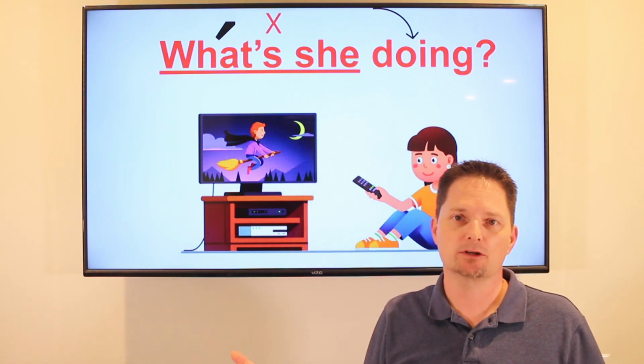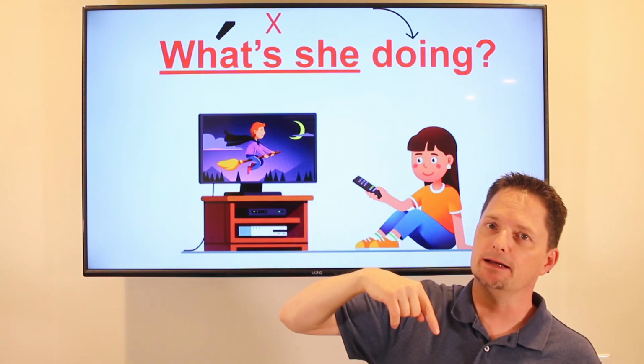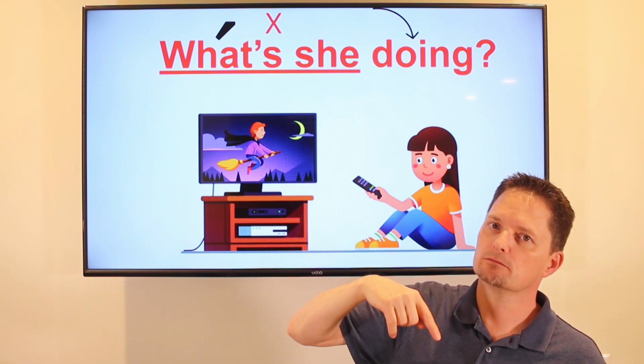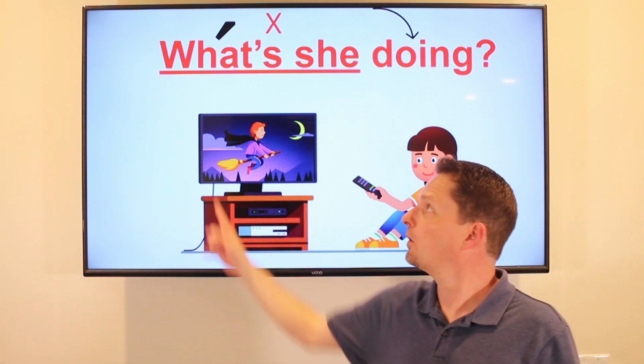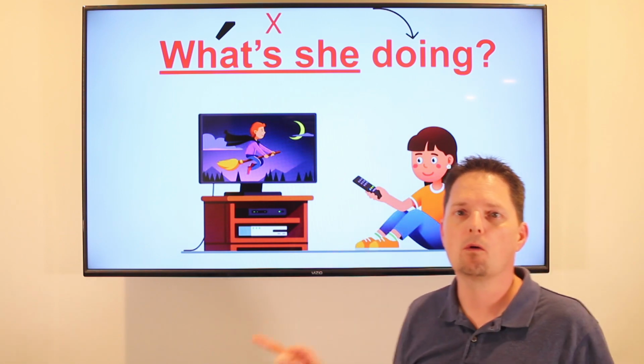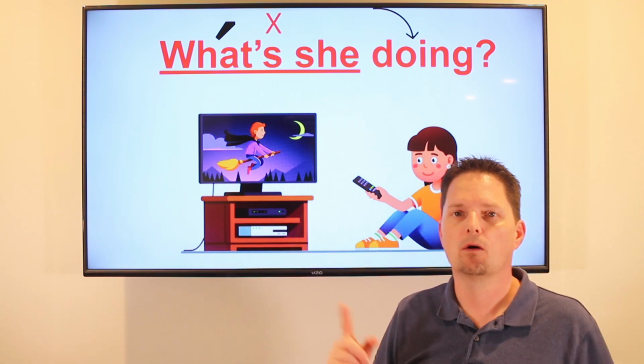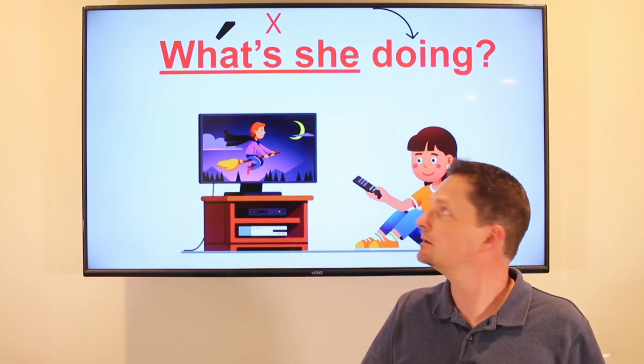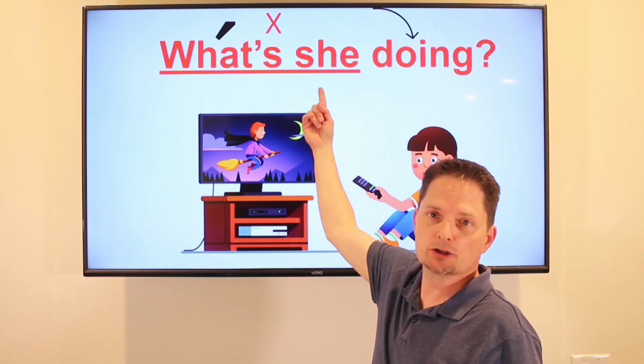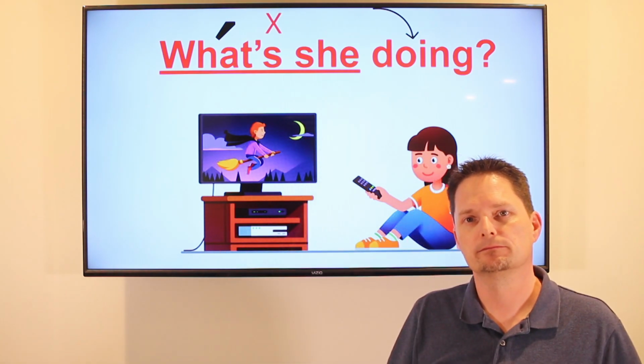Remember, it's an information question, so the intonation goes down at the end. What's she doing? Stress important words. What? Doing? What's she doing? What? She? What's she doing?